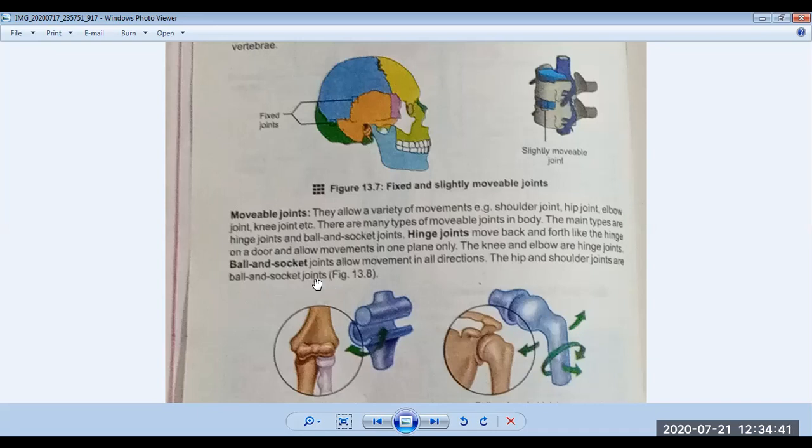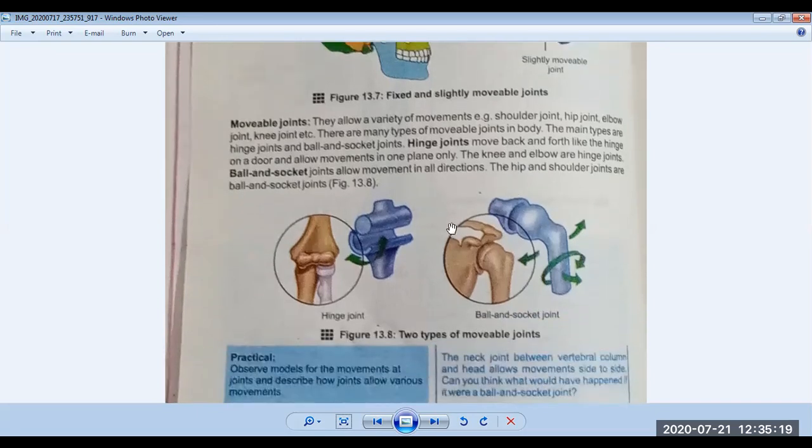As you can see, if you want to move your arms, you can move them in a circular, round way. So ball and socket joints allow movement in all directions. Hinge joints are movable joints, but they allow movement in one direction only. For example, our knee and elbow can move back and forth, but ball and socket joints allow movements in all directions. Good examples are hip and shoulder joints. Now come to next. These are the types of joints.